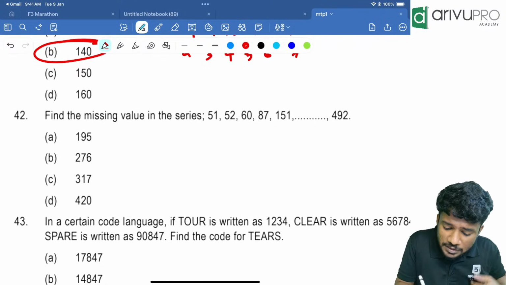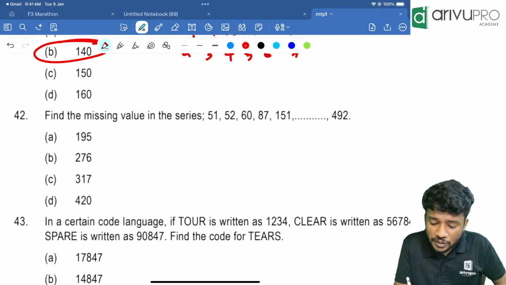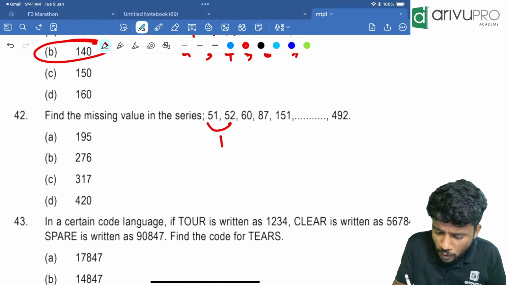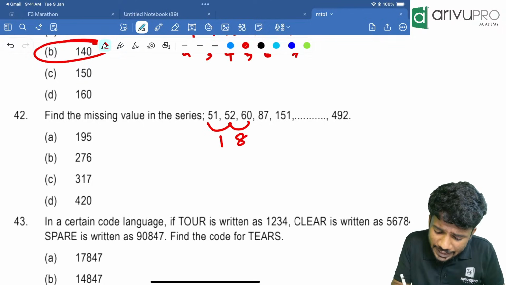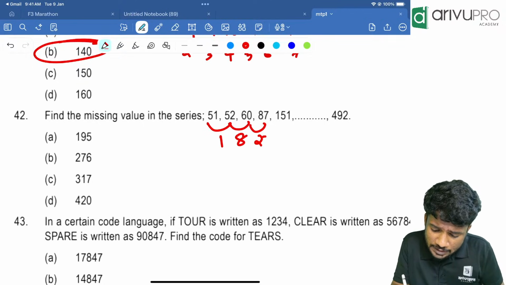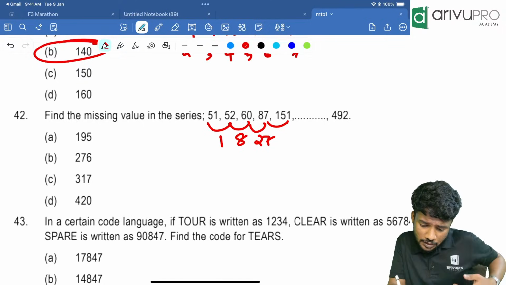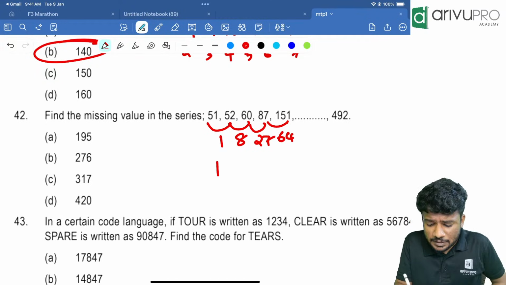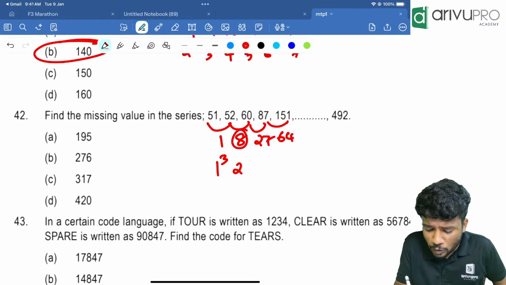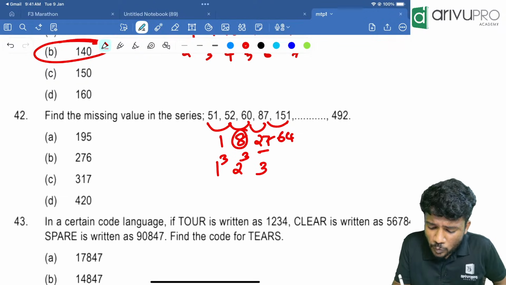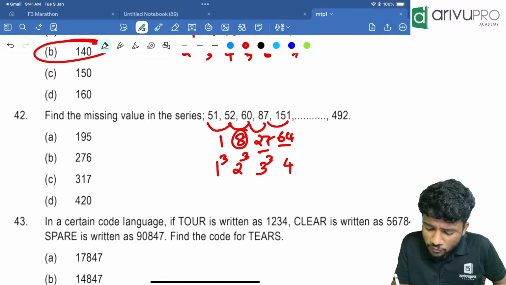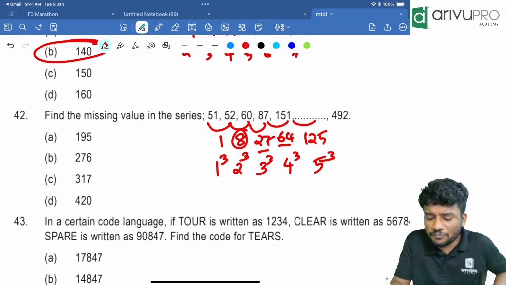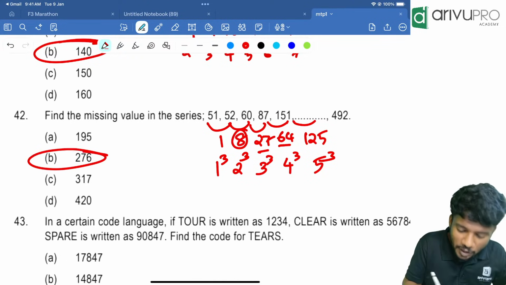Next one, find the missing value in the series 51, 52, 60, 87, 151, dash, 492. This is 1. This is how much? 8. This is how much? 27. Then this is 64, etc. That means this is 1 cube. 8 is what? 2 cube. Then 27 is what? 3 cube. 64 is what? 4 cube. The next one should be 5 cube. So 5 cube is how much? 125. 151 plus 125 is how much? 276.